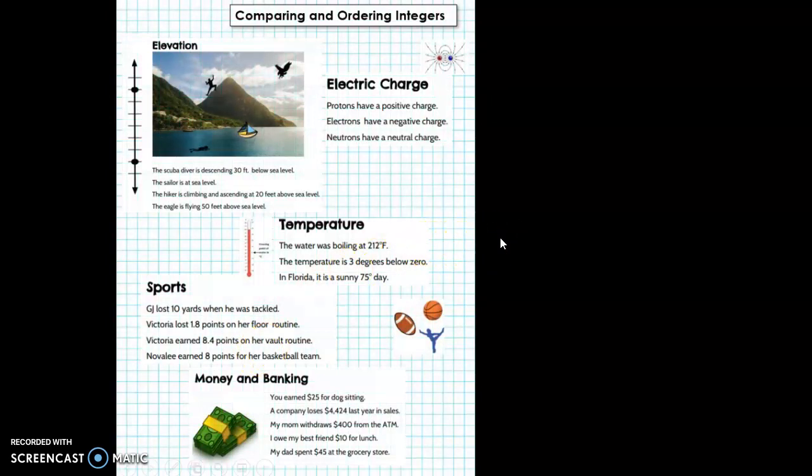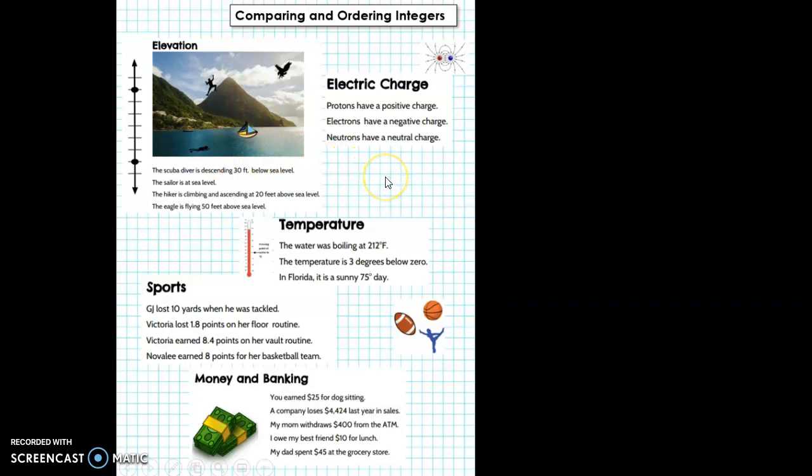Comparing and ordering integers. Integers are used to describe different events. One of the things I can describe is elevation. The picture you see in the top left shows an eagle flying, a person climbing a mountain, a sailor on the water, and a scuba diver going down and diving below the water.